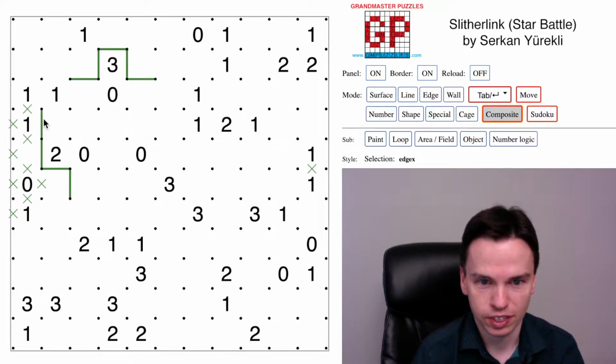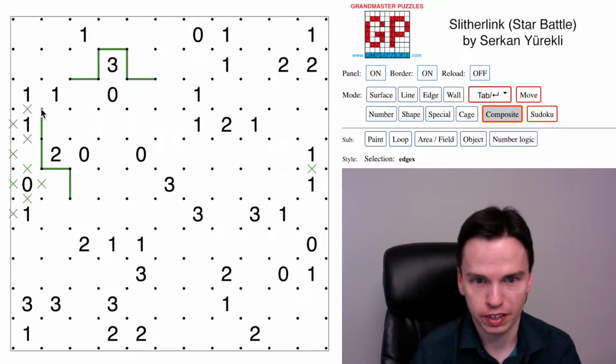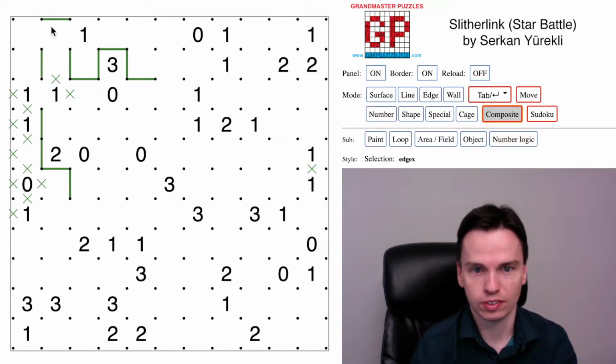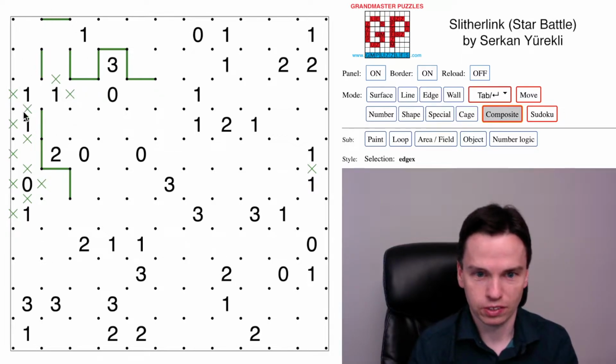What it means is this has to come straight up through this spot, and that means we're going to take either the left or bottom edge of this one clue, not these edges. So we're going to have an edge here, an edge here. We can't come through this edge of this one clue, so we have an edge there. So this is, well, maybe subtle Slitherlink deductions.